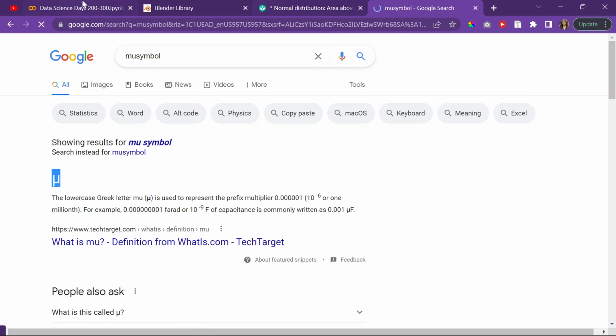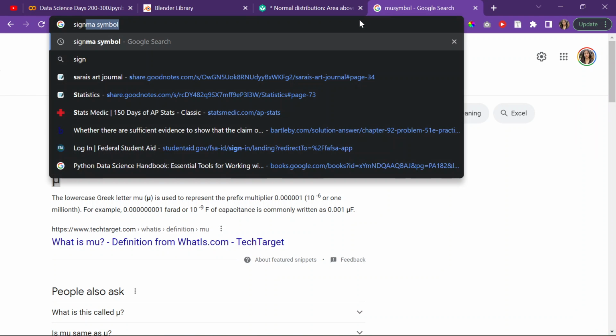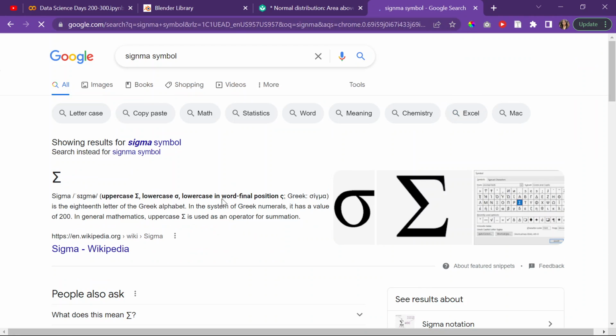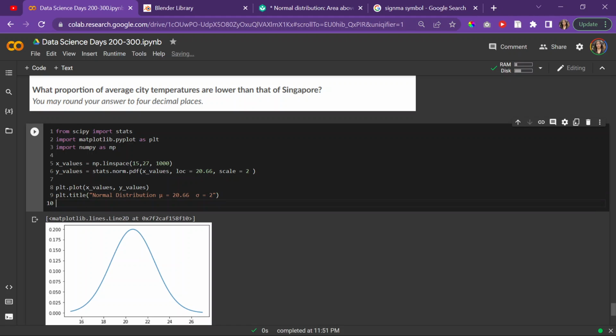Okay, let me go back here. Mu of what? What do we have it as? 20.66. And let me search up sigma symbol over here. So we have sigma of 2. So if we run that, that's going to just give the graph a title.